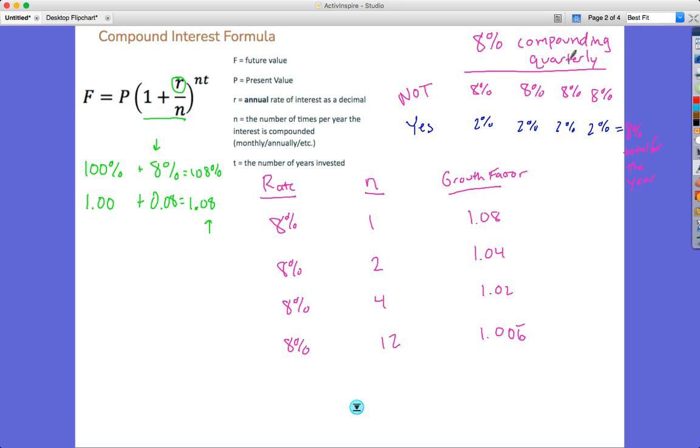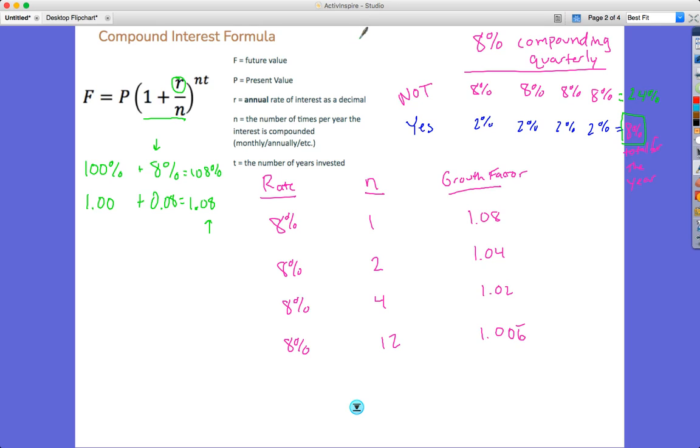But compounding quarterly means it happens 4 times a year. Quarter, right? 4 in a whole. So it's not going to give you 8% each quarter, because that would be 32% for the year. The 8% is a yearly percentage. So when they say we're going to compound this quarterly, they're going to break it down into an amount where it'll be 8% total for the whole year.